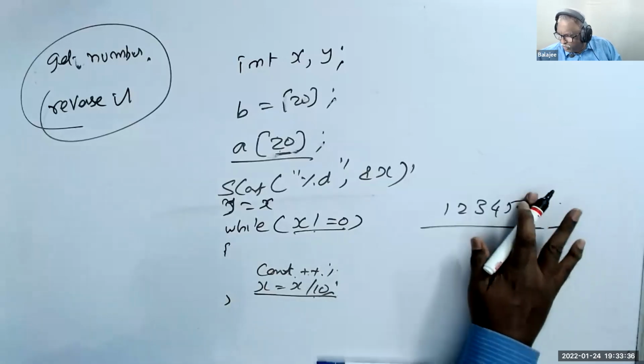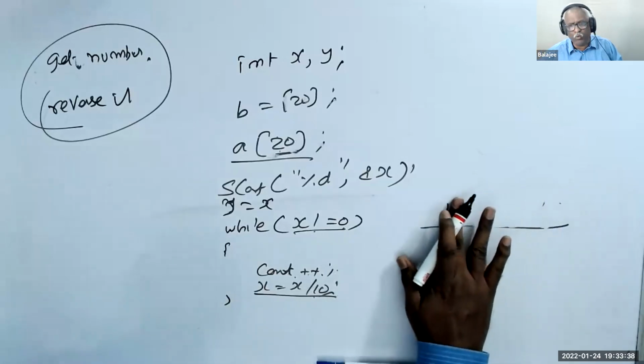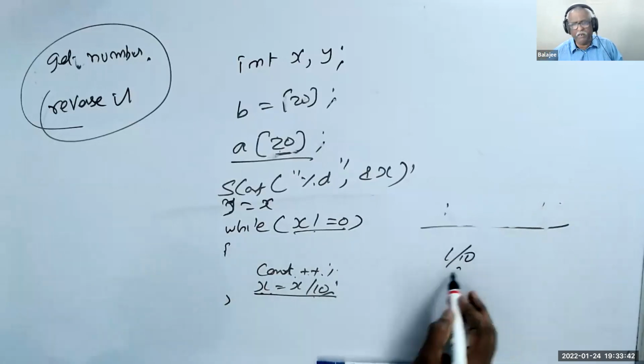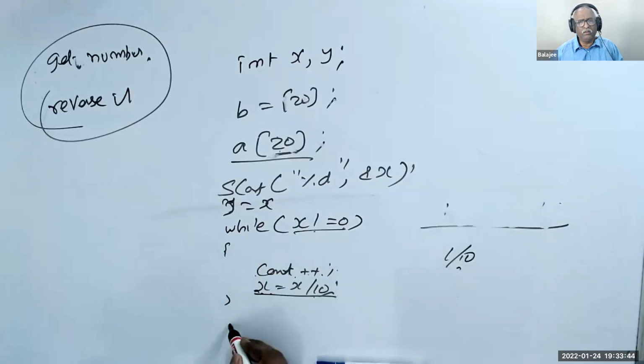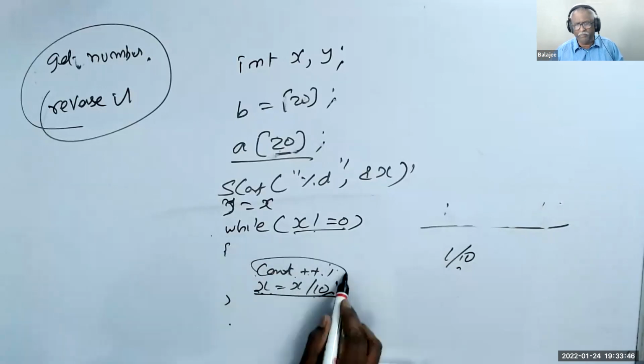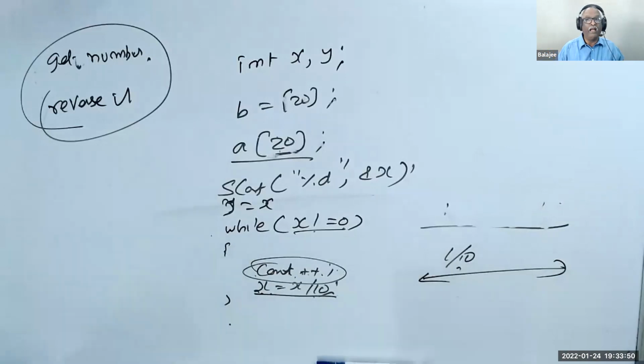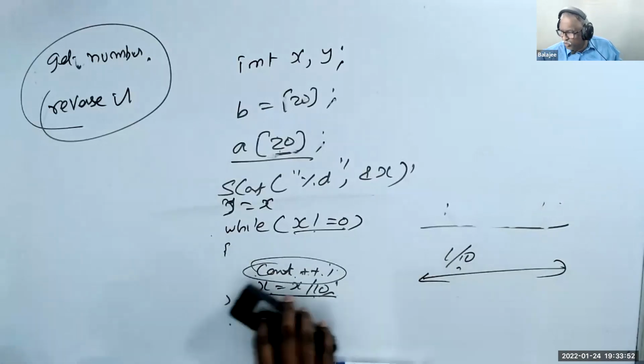So it keeps on reducing. The moment it becomes 1, when it goes here, 1 divided by 10, x becomes 0. It will get out. When it checks, by the time count will be incremented. You would have found the number of characters now.